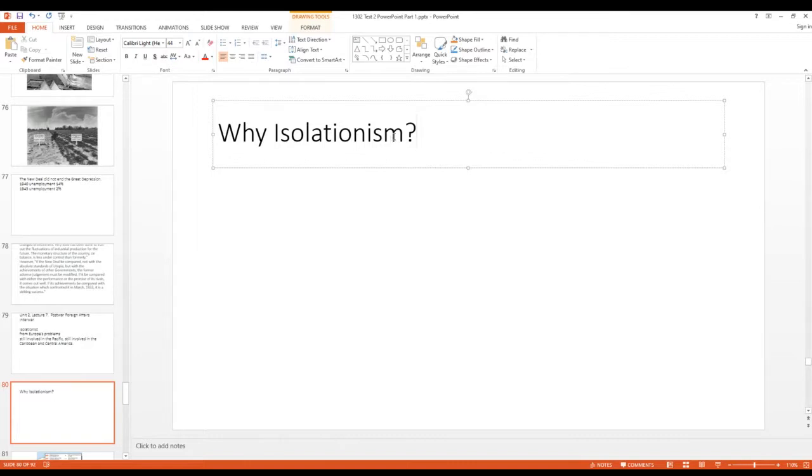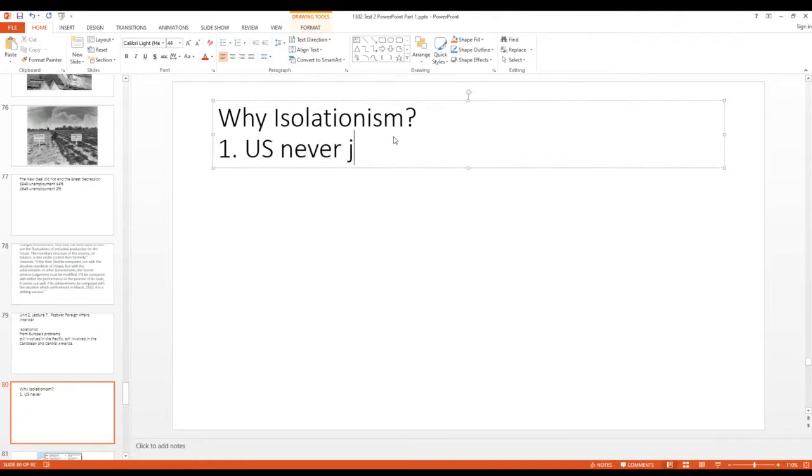There we go. Why isolationism? One, the United States never joined the League of Nations. And so the League of Nations was largely made up of European countries and a few of the more powerful Asian countries, namely Japan. That's pretty much it. And so not joining the League of Nations made it all that much easier to ignore Europe's problems.